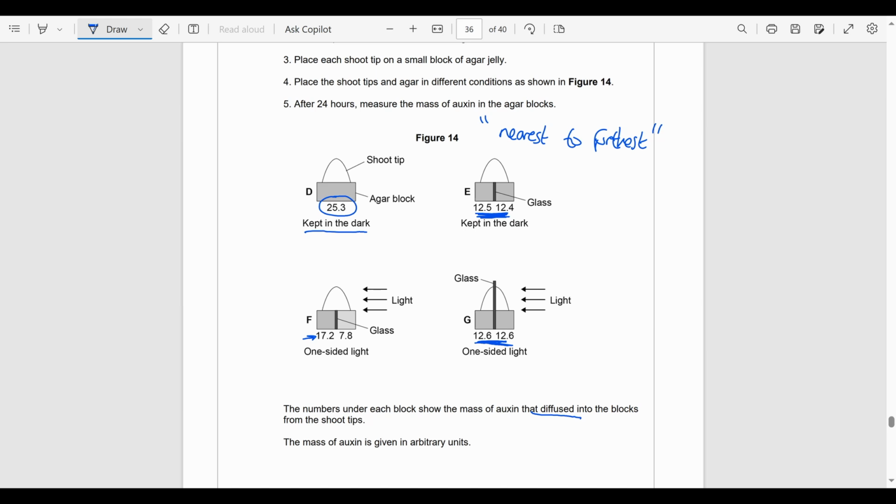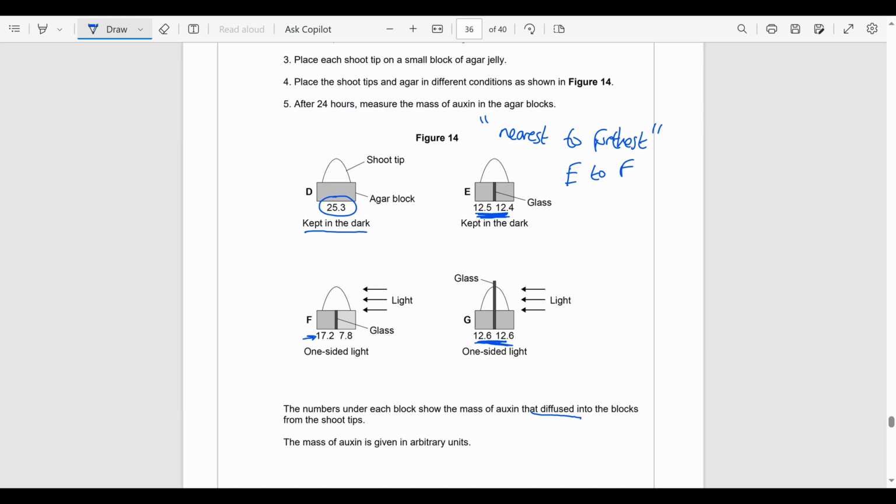Well, if we look at E, there is no light. Almost equal amounts of auxin on both sides. F, same situation as E in terms of glass separating the block. However, light on one side now causes movement, possibly, of the auxin onto the side furthest from the light. So by looking at E and F and comparing them, that can give us some support to the hypothesis nearest to furthest. But let's look at G.